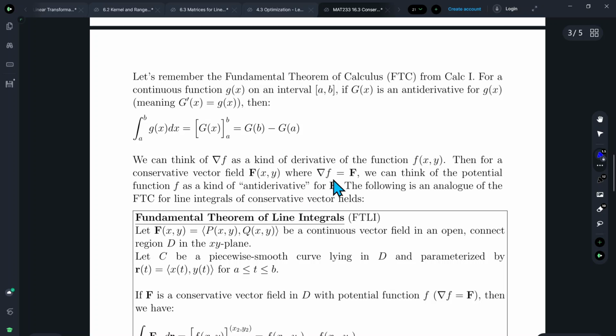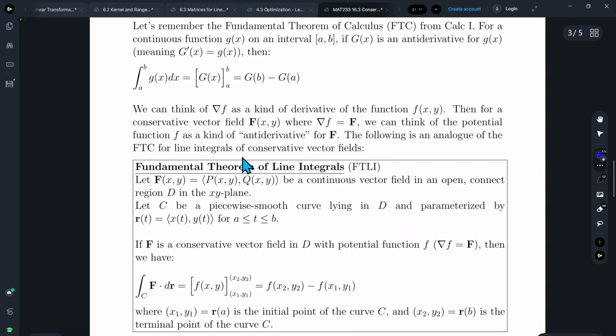Okay, so in any case, now we can talk about the fundamental theorem of line integrals for conservative vector fields, right? So if your vector field is a continuous vector field and C is some piecewise smooth curve in the plane, then we can calculate the line integral. Again, your vector field has to be a conservative vector field, right? So the line integral over the curve C of the conservative vector field can be evaluated using just the potential function at the endpoints of the curve, right?